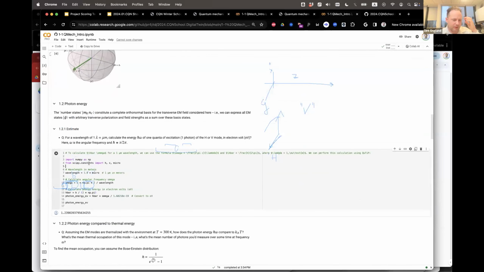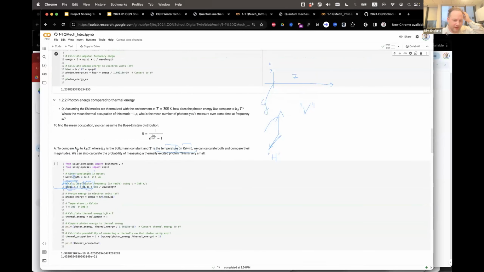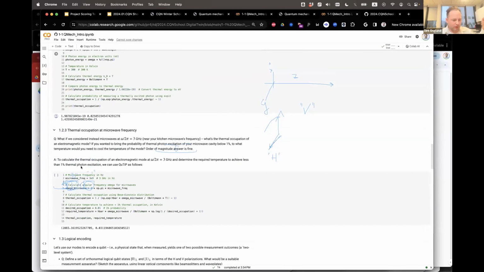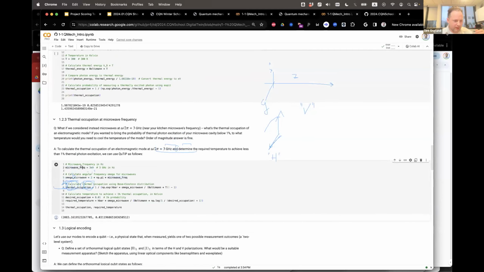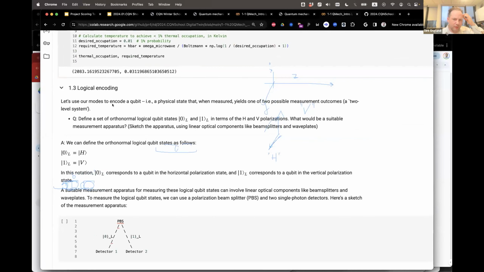Now, another question, remember: what is the energy of the state? And so here we have just exercises that I will leave for you to explore yourselves. But I want to focus here on the logical encoding. So let's use our model to encode a qubit that is a physical state that when measured yields one of 2 possible measurement outcomes, a 2-level system. And let's define a set of orthonormal logical states, 0 in the logical basis and 1 in the logical basis, in terms of these H and V polarizations.